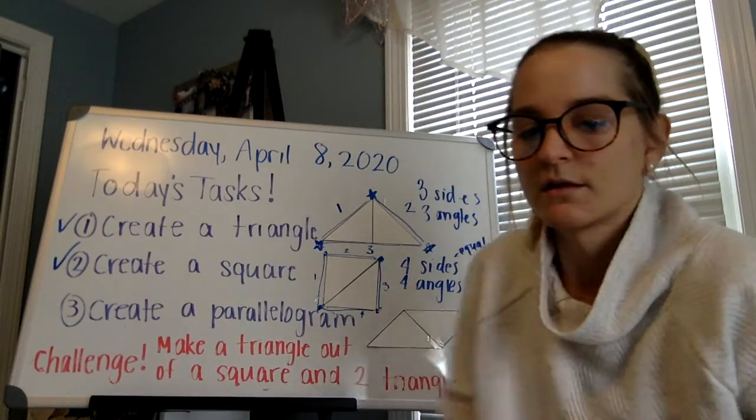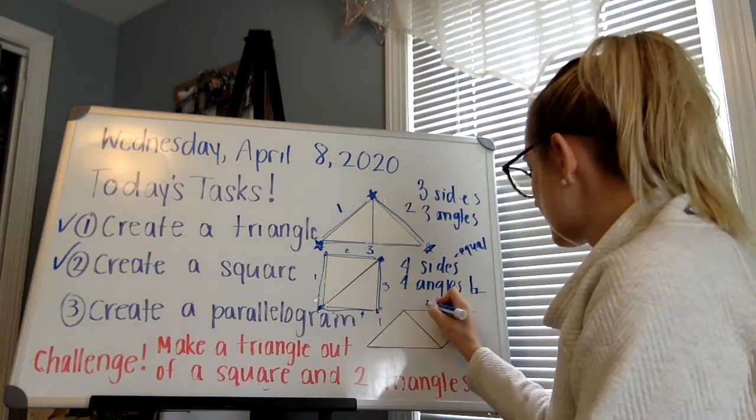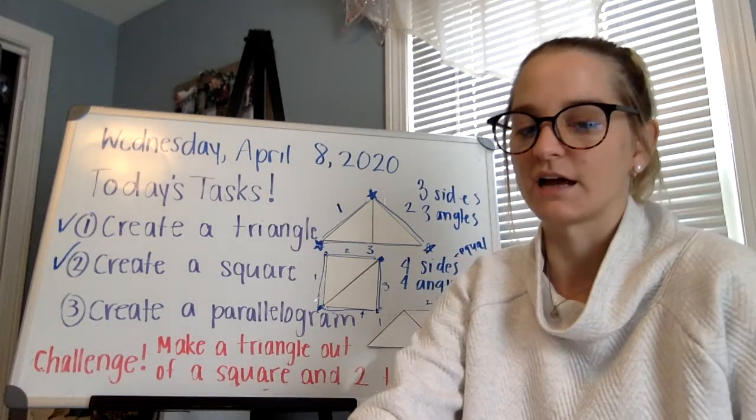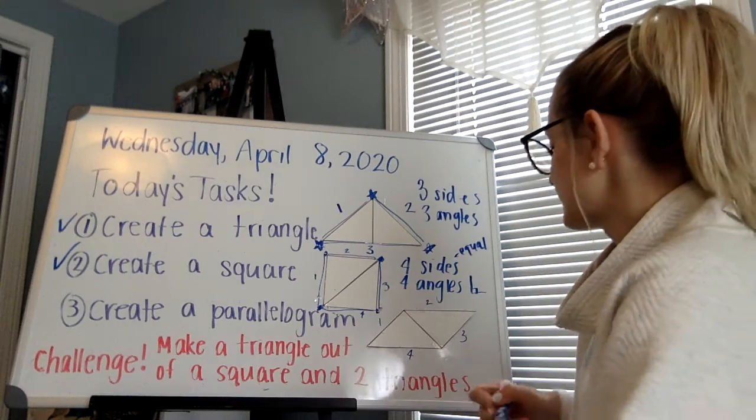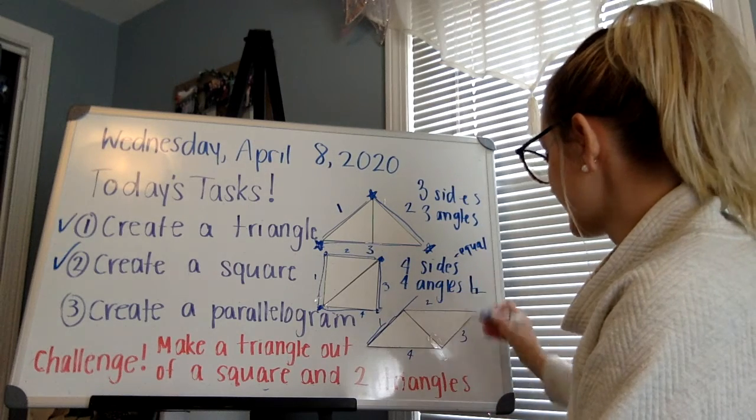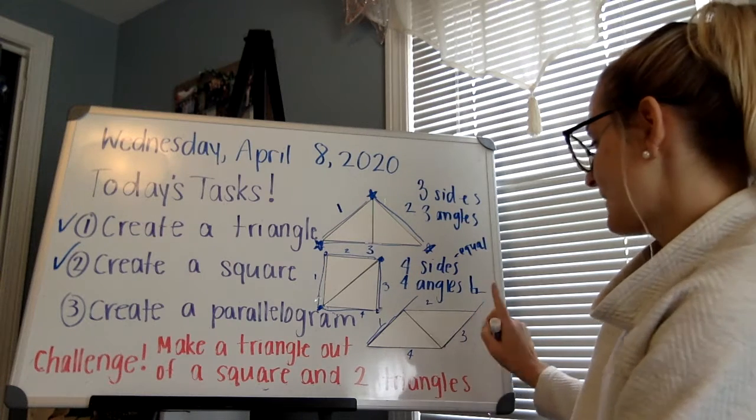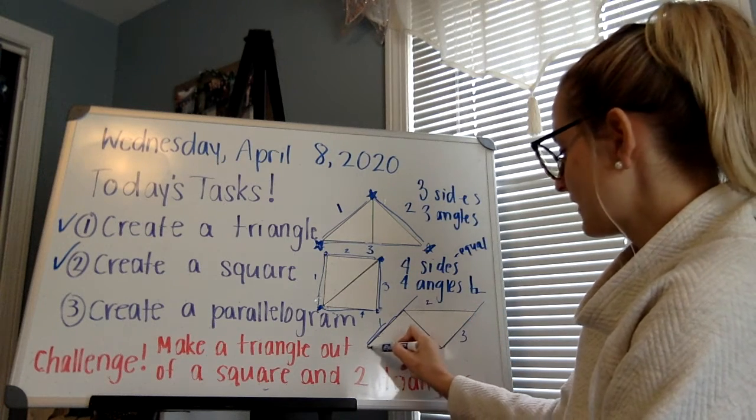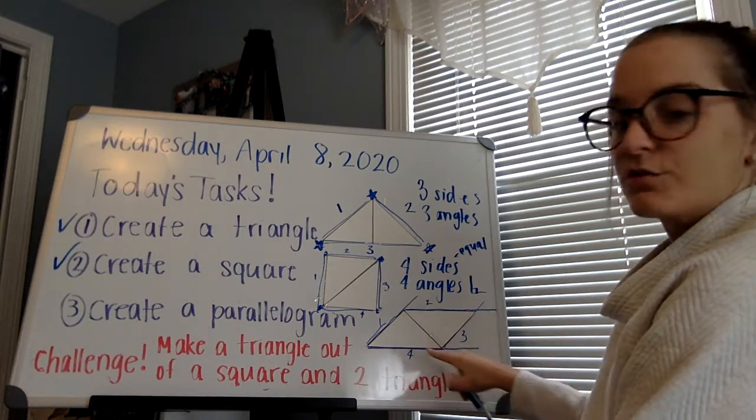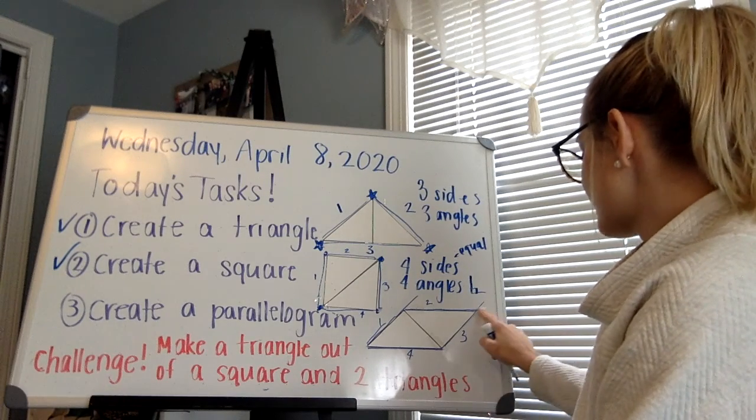Okay. A parallelogram has 4 sides. Let's count. 1, 2, 3, 4, and it has 2 sets of parallel lines. I know this side, if I continue it up forever, it's never going to touch this side. So that's 1 pair of parallel lines. Now this one and this side, if I continue those on forever, those are never going to touch. So it does have 2 pairs of parallel lines.